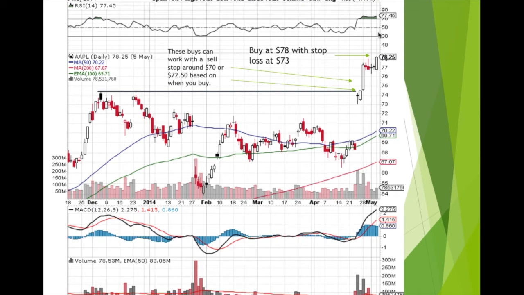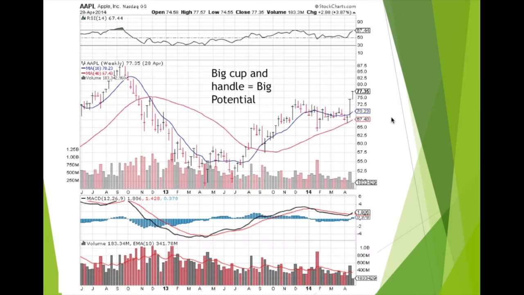You could have bought it this day as well, and then you probably put your stop here around 72.50. Or you could buy it on this day here, which is May 5th, 2014, and you put your stop loss around 73, right around here. So you use a wide stop loss around 73, and you buy in here. This is almost like a flag type pattern. A big, huge move up, quiet early consolidation, and then a nice continuation. So we use a wide stop to give it room just in case it needs to pull back to the 50-day moving average.